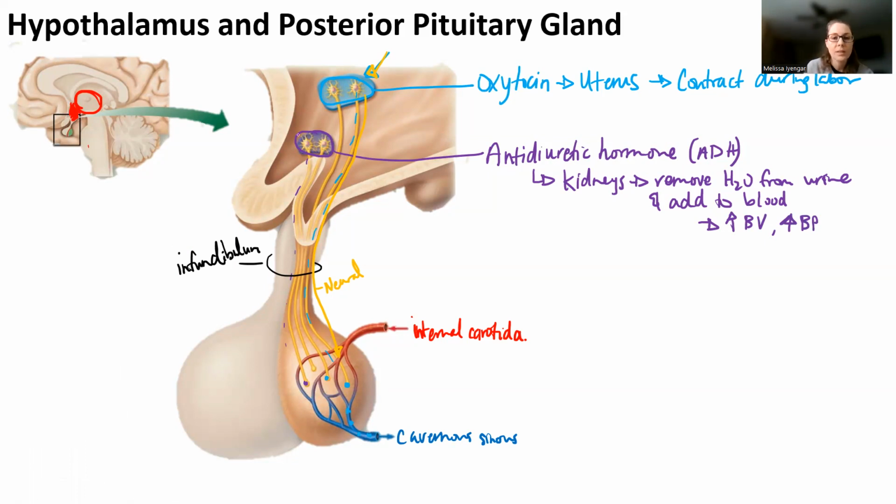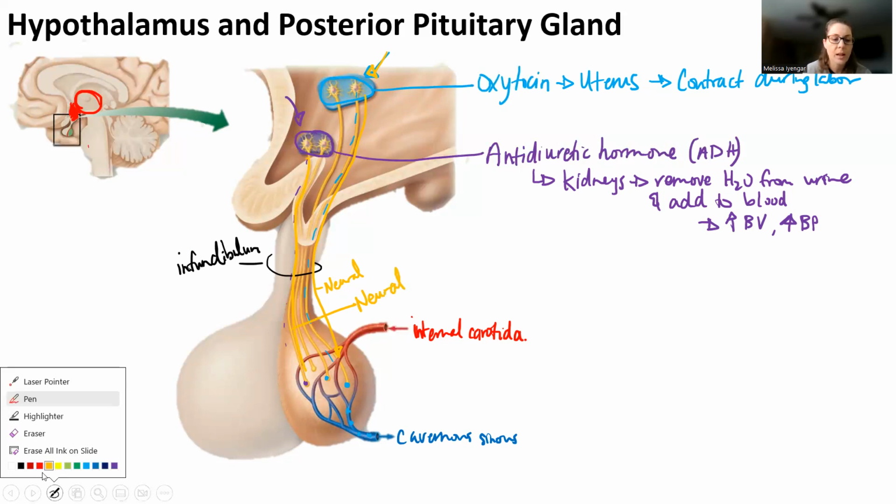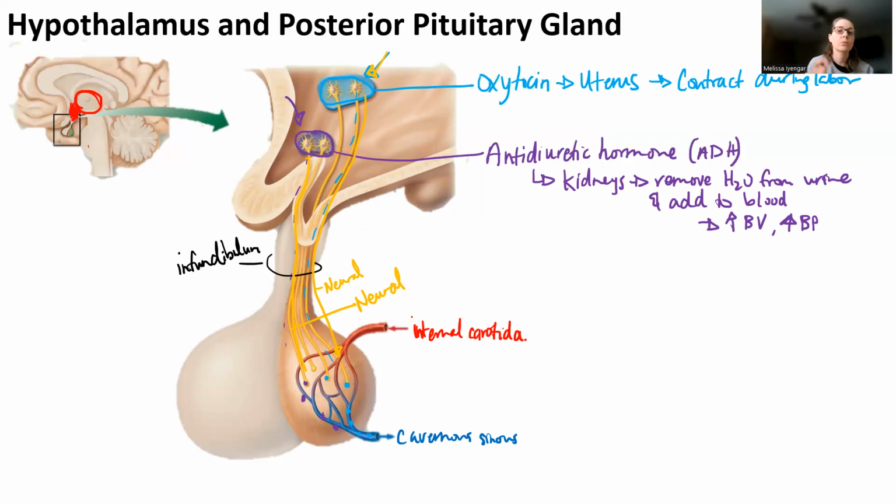So again, what is the stimulus here? Actually, the stimulus for antidiuretic hormone is the lack of water. So if your blood volume drops, you send a message to the hypothalamus, and then the hypothalamus will send a nerve impulse. So again, this is neural. And that nerve impulse is going to tell us to release antidiuretic hormone into the bloodstream, which then targets the kidneys to reabsorb water.